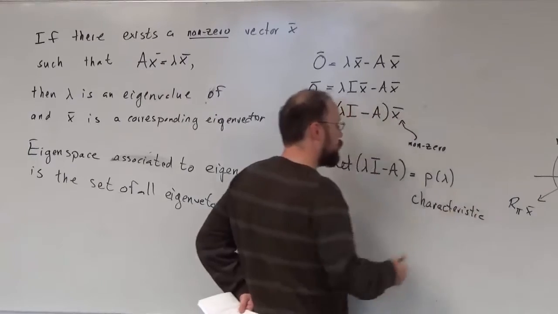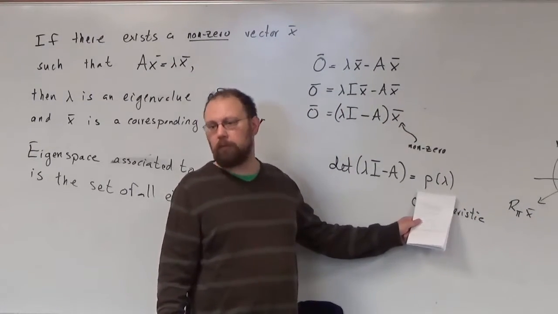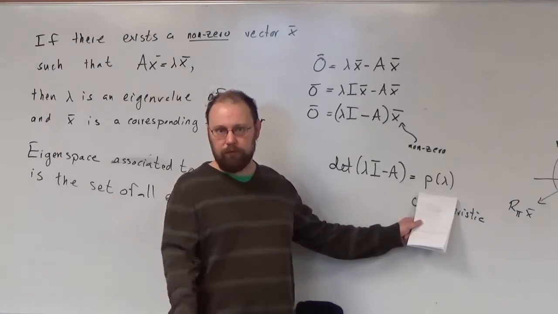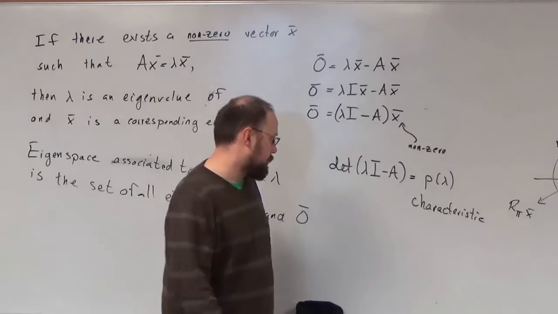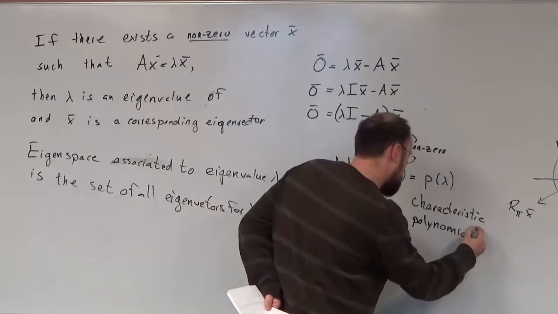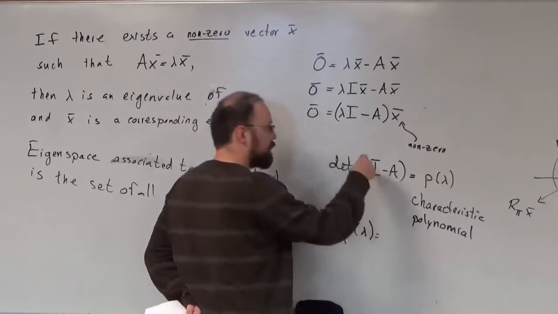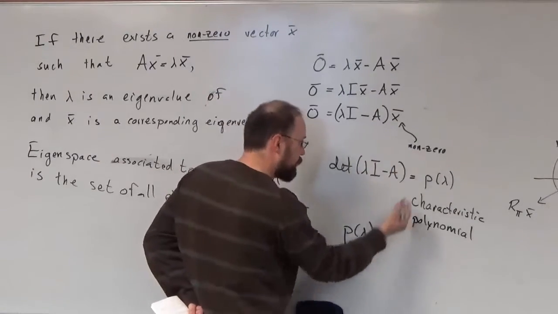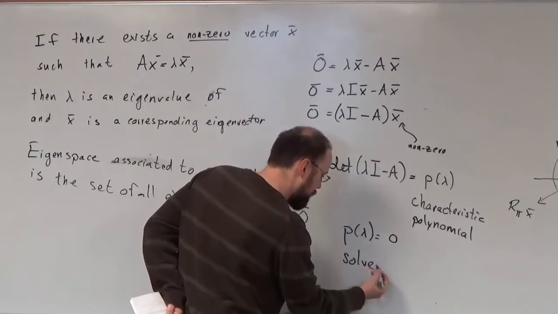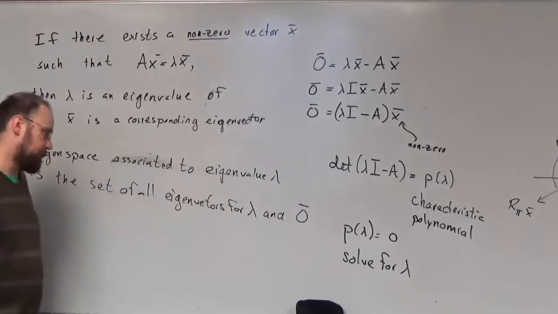So if you have a 2 by 2 matrix, what degree polynomial would you get? 2. If you have a 3 by 3 matrix, you get a 3rd degree polynomial and so on. We compute this polynomial, we set it equal to 0 because we want the determinant to be 0 to guarantee non-zero solutions here. And then you solve for lambda, and the solutions you get are the eigenvalues.